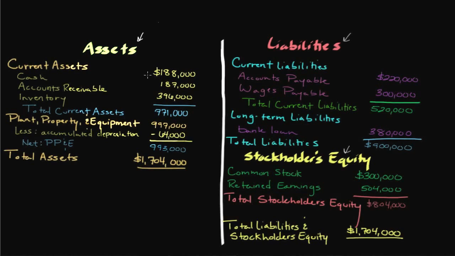In this particular example, we have $188,000 worth of cash. The next is what we call accounts receivable. Accounts receivable is money that is owed to you by creditors, or let's just say other businesses. In the business world, a lot of things are done based upon credit.